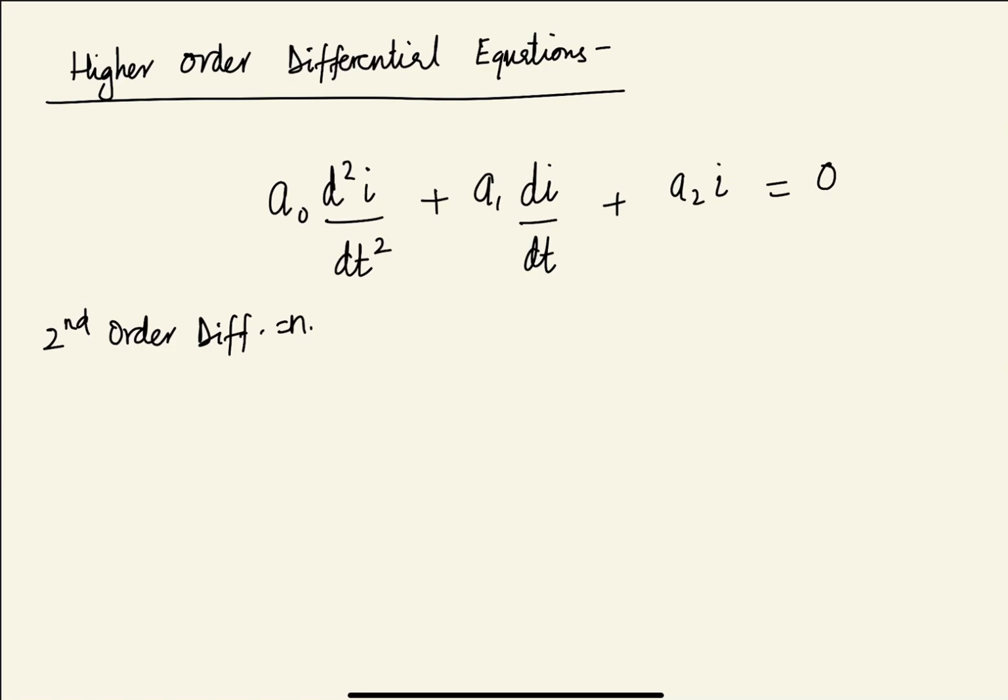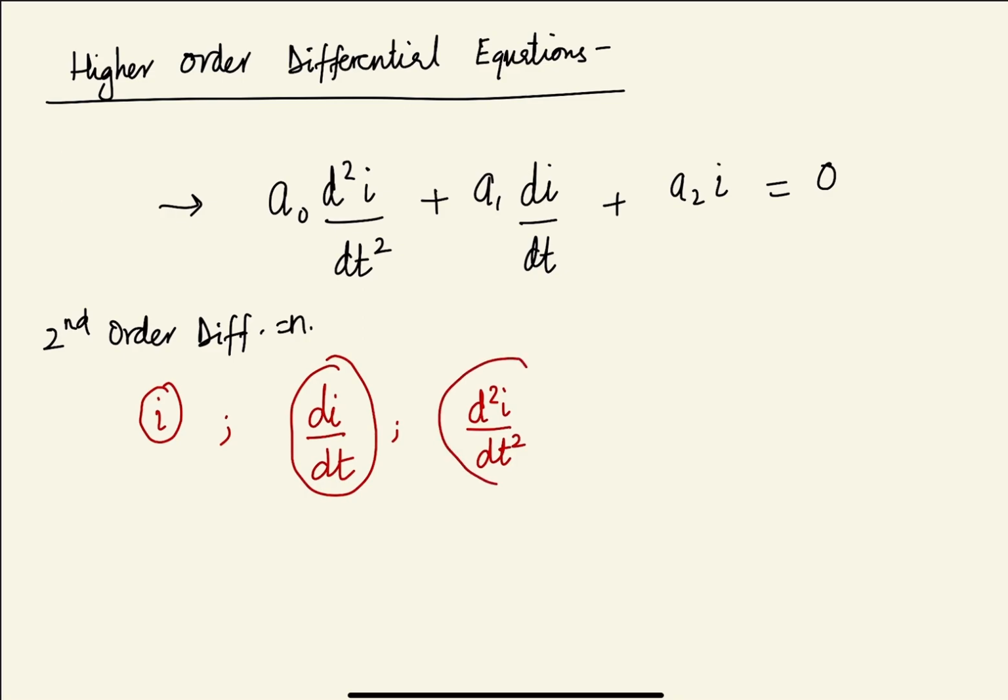If you take a look at this problem, the solution, that is the value of I, the derivative of I, di by dt, and the second derivative of I, each of these values is part of the solution, and each is multiplied by a certain constant. So I is multiplied by the constant a2, a1 is multiplied to di by dt, and a0 is multiplied to the term d square I by dt square.